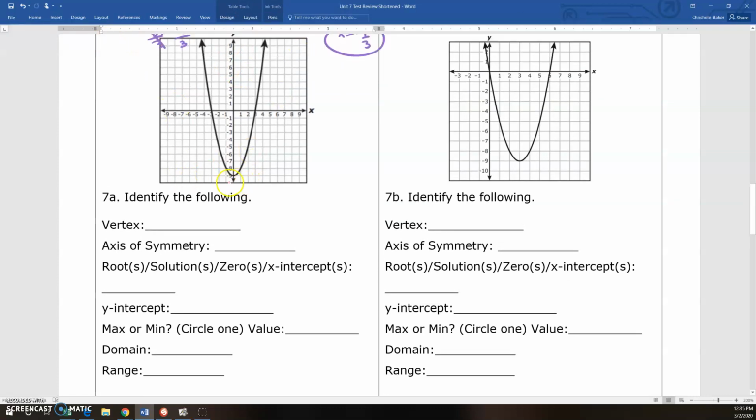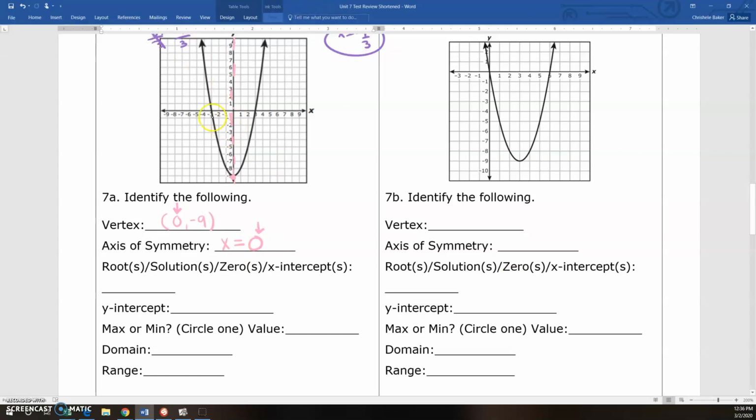So, the vertex is the point that's either a maximum or a minimum, and it's where our graph changes direction. We're going down, we turn around, we come back up. So that's our vertex. That is 0, negative 9. Axis of symmetry goes straight through the vertex. This is where I could fold my graph in half, and that is the line x equals 0. All vertical lines are x equals, and then the x value that it goes through. The vertex x value should match the axis of symmetry.